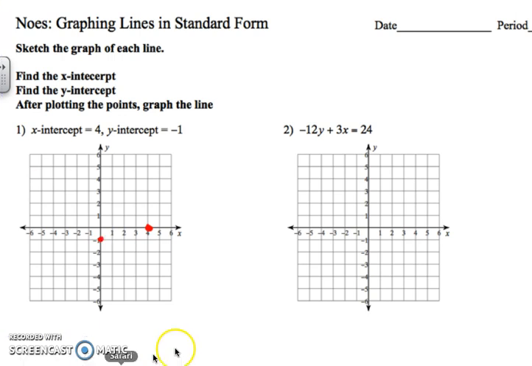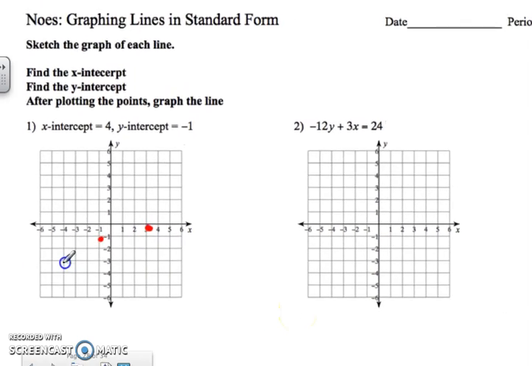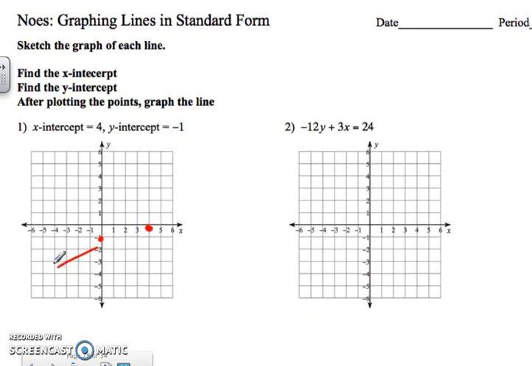All right, so once you've graphed your points, all you have to do is connect your line. Okay, so that is how you graph a line in standard form. Let's look at number 2.